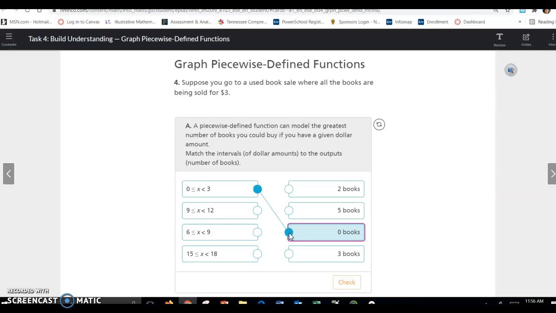All right, so if I have between $6 and $9, that means I should be able to buy 2 books. 2 books would cost $6, right? And that's included. And then 9 to 12, 3 books cost $9. 12's not included, so that goes there. And that means 5 books would be between 15 and 18. So 3 times 5 is $15.